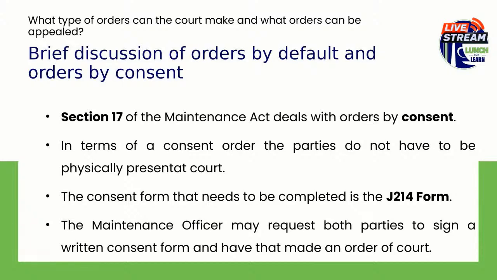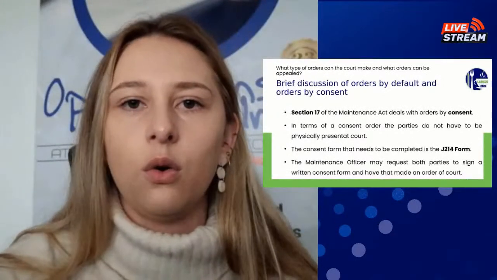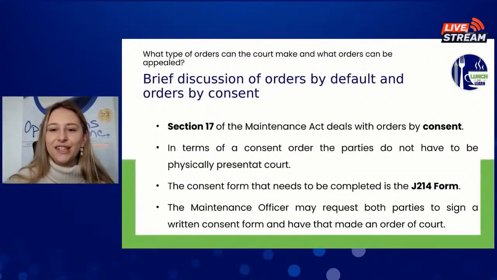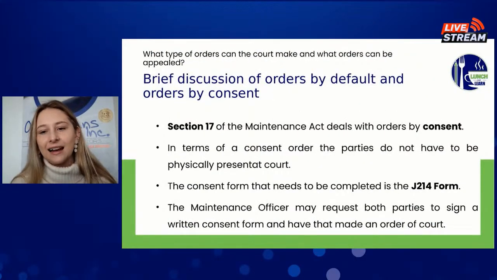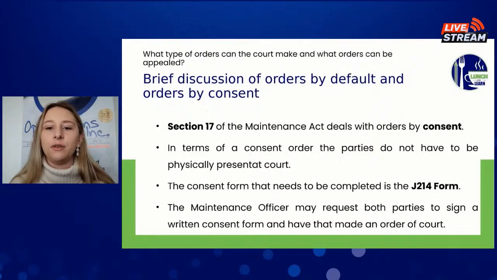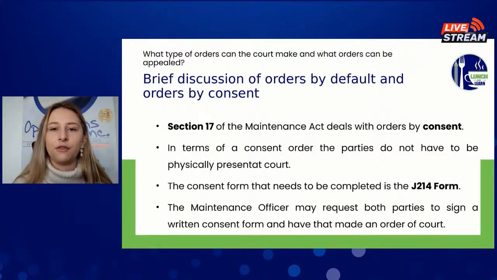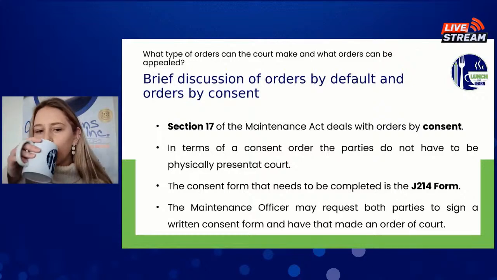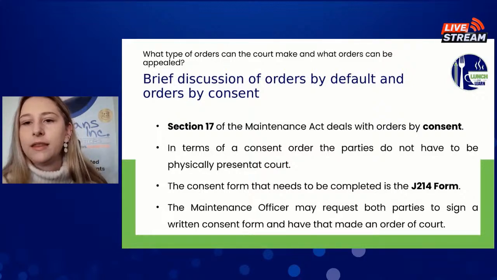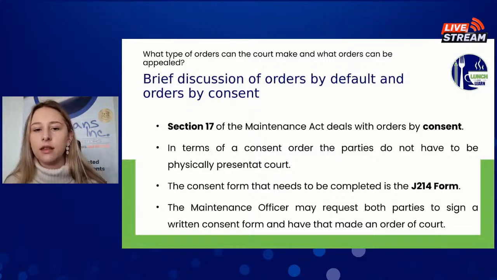So now we will discuss the other orders that the court can make, which is a default order or an order by consent. So Section 17 of the Maintenance Act deals with orders by consent. So in terms of a consent order, the parties do not even have to be physically present at court. So this can be done without having to go to court. The consent form that is completed is the J214 form. And then the maintenance officer may request both parties to sign a written consent form and have that consent form made an order of court. So the agreement that is reached between the respondent and the applicant can be made the order of court. Therefore, they don't need to go to court physically.